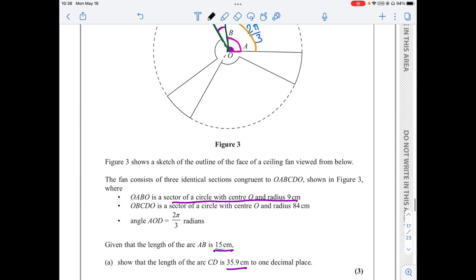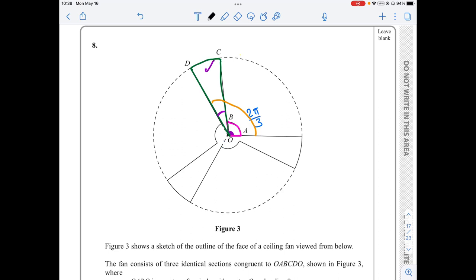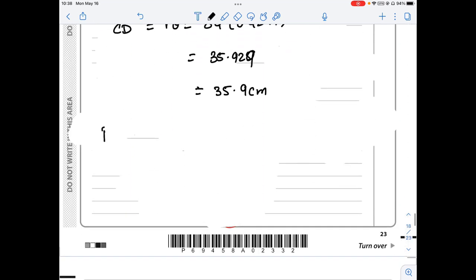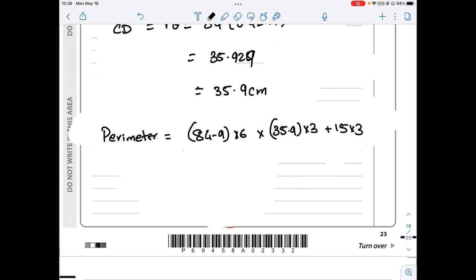Next, what is he asking? The perimeter of the face of the fan. So the perimeter of the face of the fan is, we can see that this part was 84 and the below part was 9. So 84 minus 9 is needed 6 times. So perimeter equals 84 minus 9, 6 times, then arc CD, which was 35.9, 3 times, and arc AB, which was 15, again 3 times. Add all of this and it's going to become 602.7 centimeters.